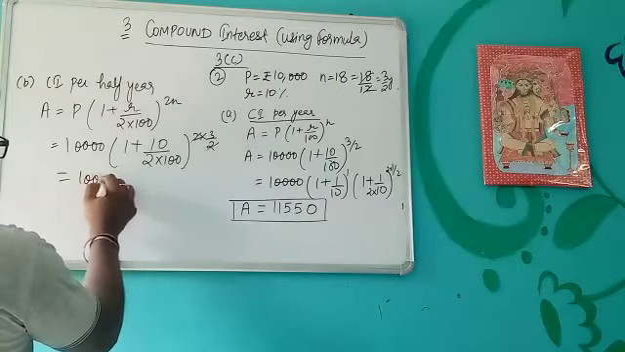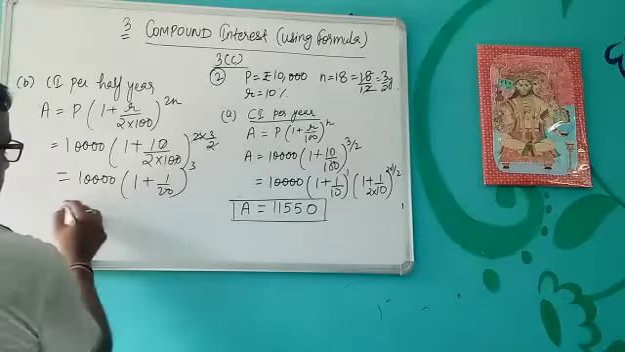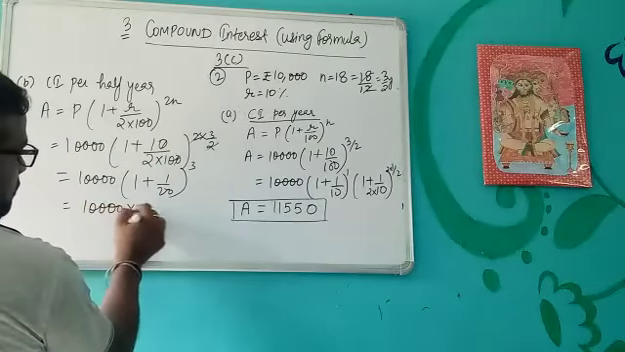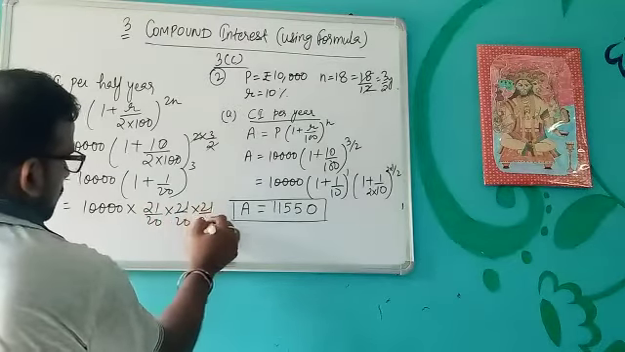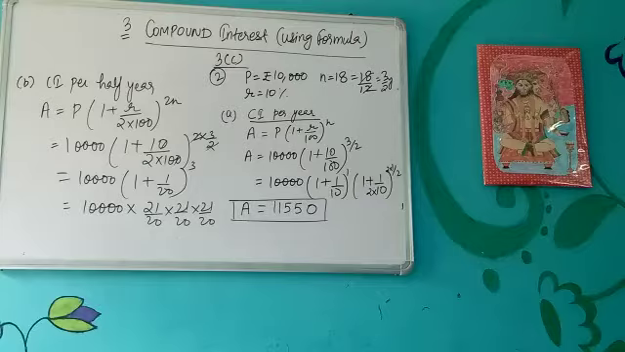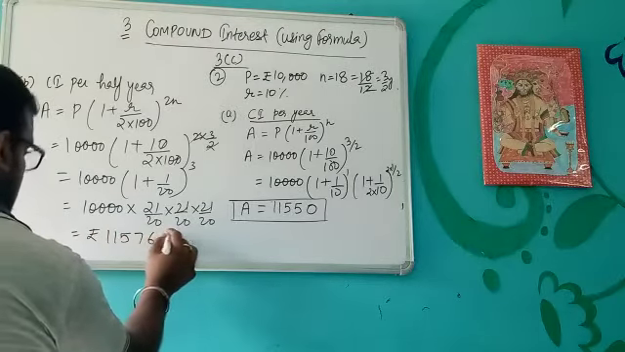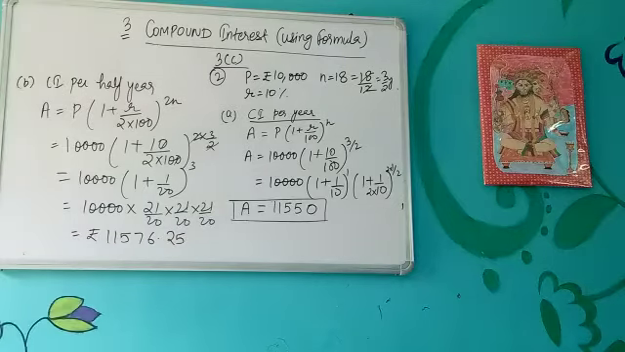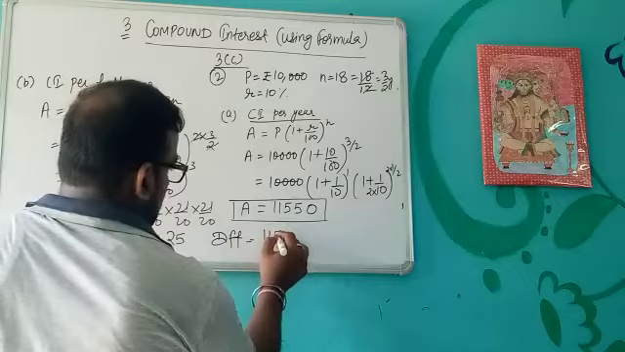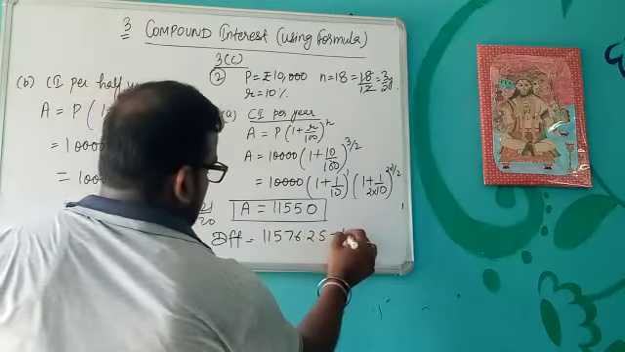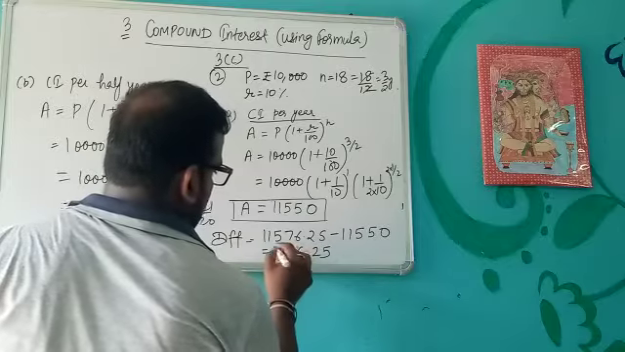You will get 10,000(1 + 1/20) cube, that is 10,000 into 21 upon 20, 21 upon 20 into 21 upon 20. So it will give you 11,576 rupees 25 paisa. So what is our difference? Difference will be 11,576.25 minus 11,550, that is 26 rupees 25 paisa.